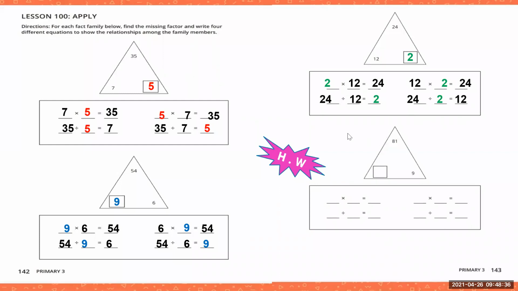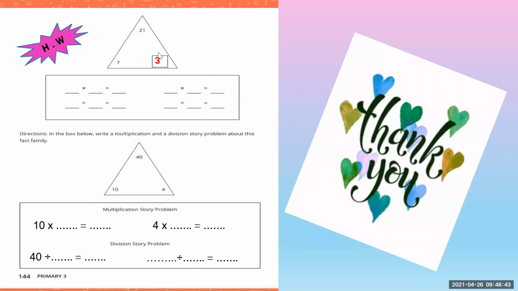You can complete this by yourself. It's very, very easy. And the next page also will be homework for you.